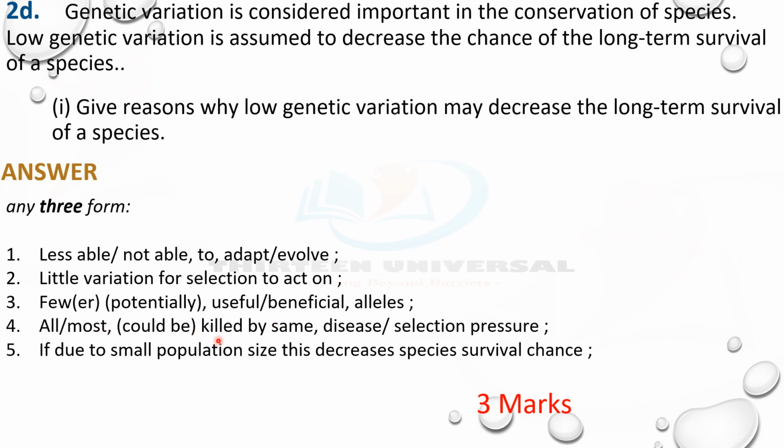Okay. So almost all organisms could be killed by the same disease or selection pressure. Now, due to small population size, this decreases survival. Okay, so small population size will decrease survival. All right, that's 3 marks, just 3 marks, guys.